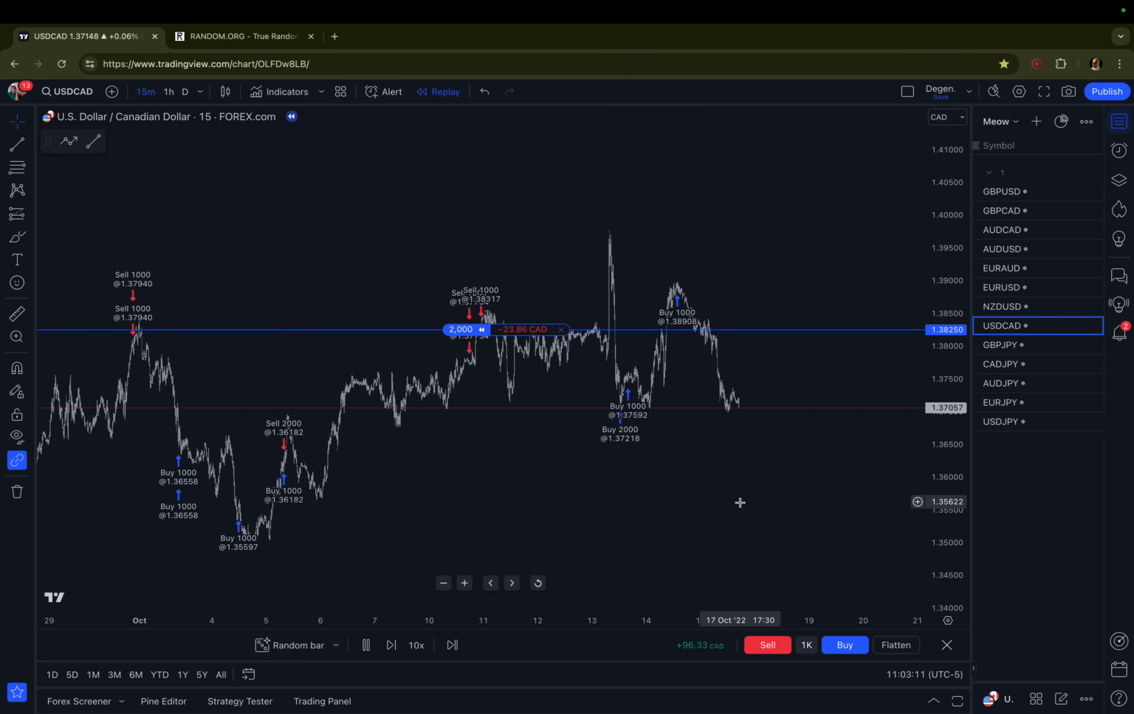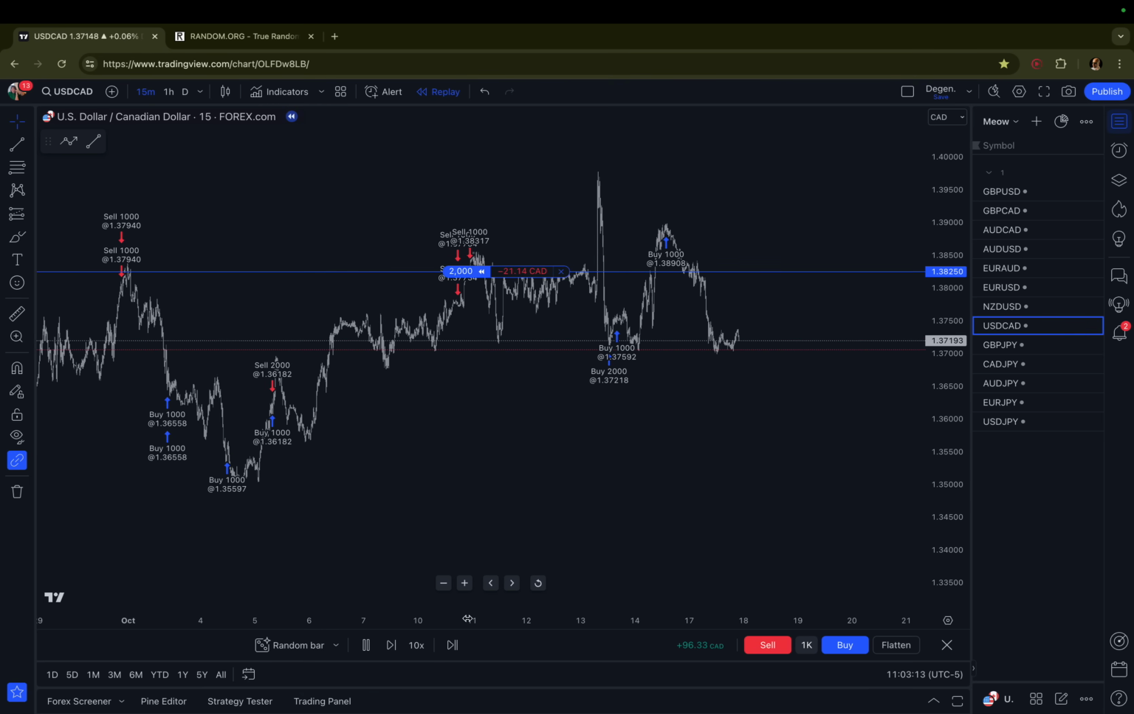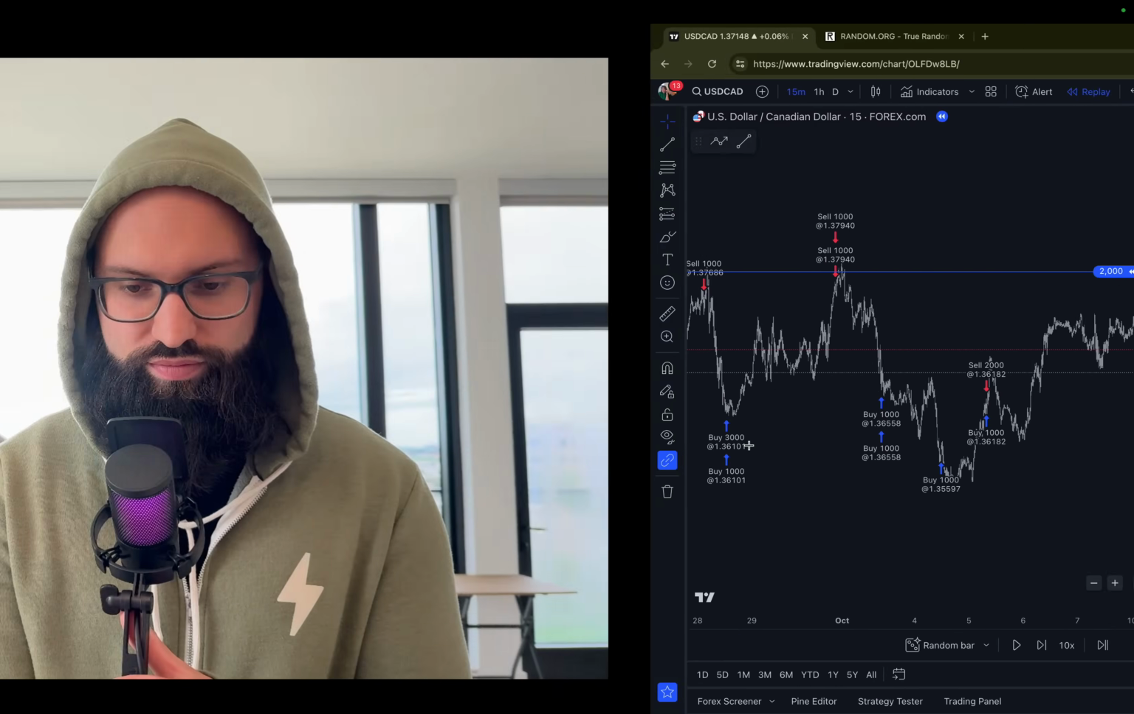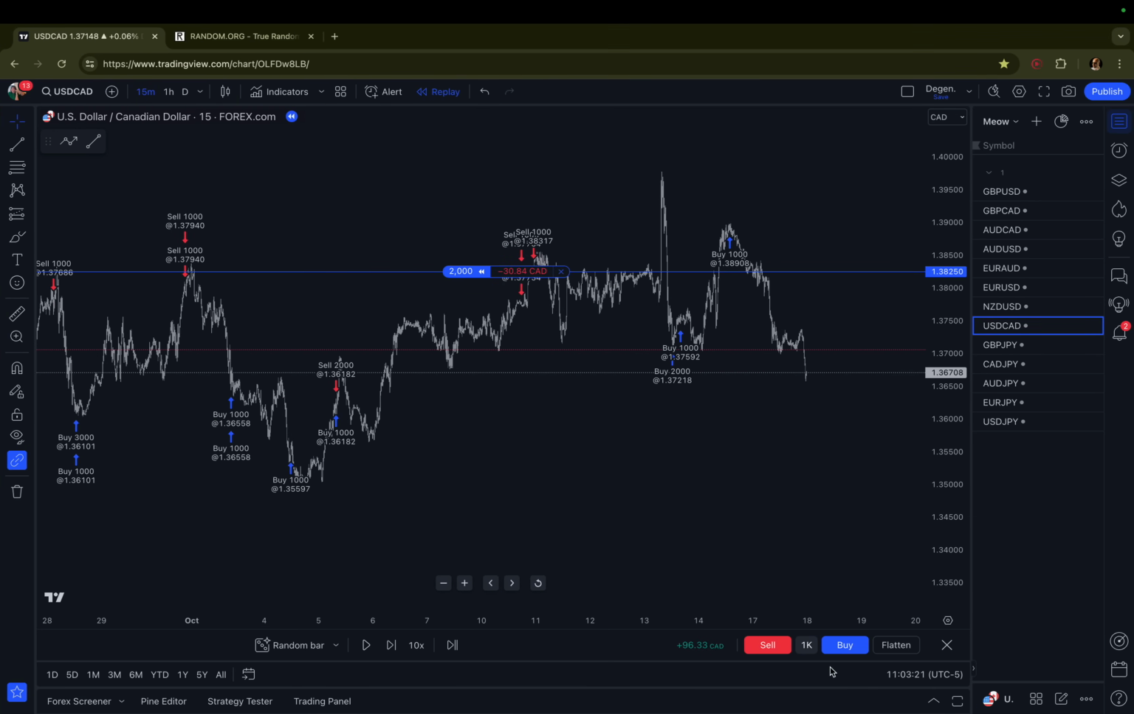His bet has not paid off so far. It's gone down. So now it's made a new low. Do you want to hold or you want to add? Let's add to it. Sizing up, 0.03 lots.